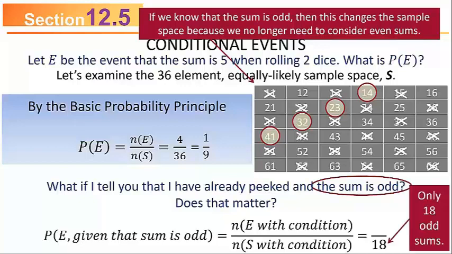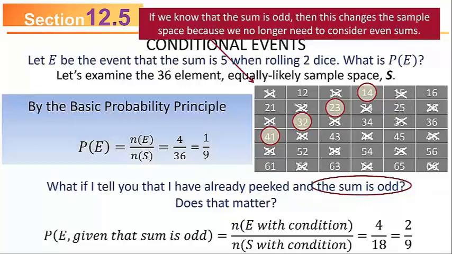Well, once I crossed out all the even sums, half of the 36 sums were even. That knocks the sample space down to 18. There are only 18 odd sums. And then I look, none of these sums adding to 5 got knocked out because they were all odd, so there's still 4 of those. So the probability of the sum being 5, if I know that the sum was odd, is going to be 4/18. It would have been 4/36 had I not known that.